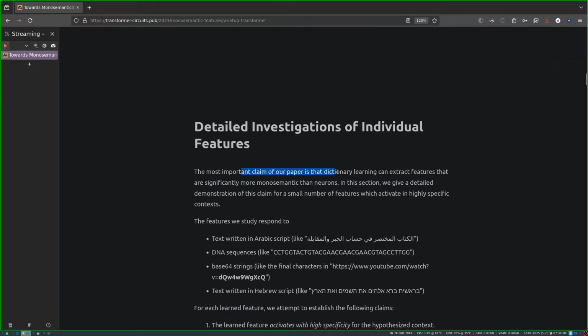The claim of the paper is that dictionary learning can extract features that are significantly more monosemantic than neurons.